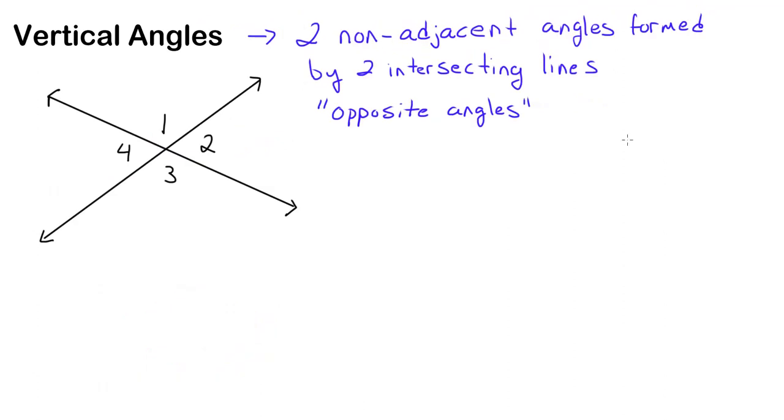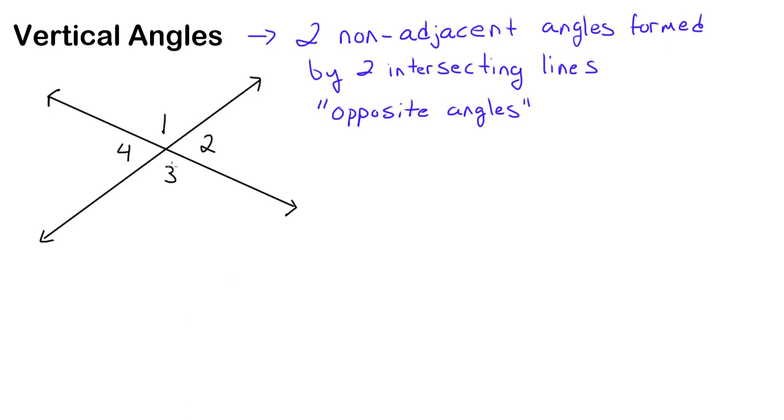All right, so now vertical angles. What are vertical angles? Vertical angles are two non-adjacent angles formed by two intersecting lines. Think of them as opposite angles. So if we look here, we have four angles, angles 1, 2, 3, and 4, formed by these two intersecting lines. Now, 1 and 2 are not vertical. Why? Because they're adjacent. They have this common ray here.